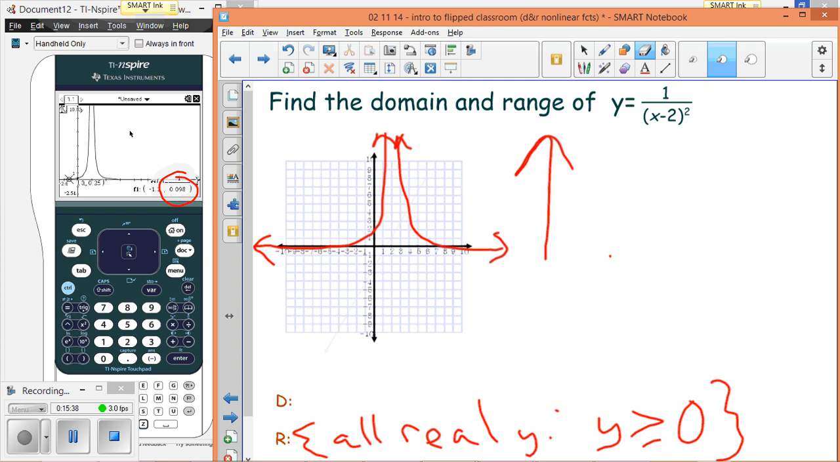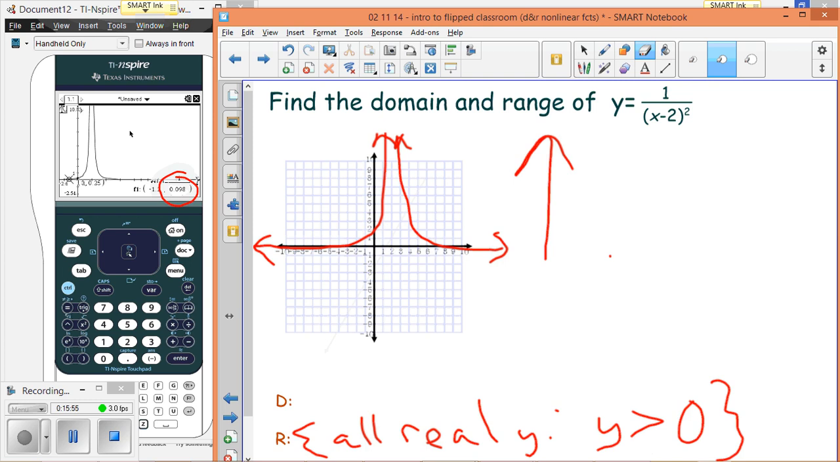Well, if you did say that y cannot equal 0, you are correct. The range is really all real y such that y is greater than 0. It can never actually hit 0, as we saw. As we can continue to trace, it just got closer and closer to 0, but never touched it.